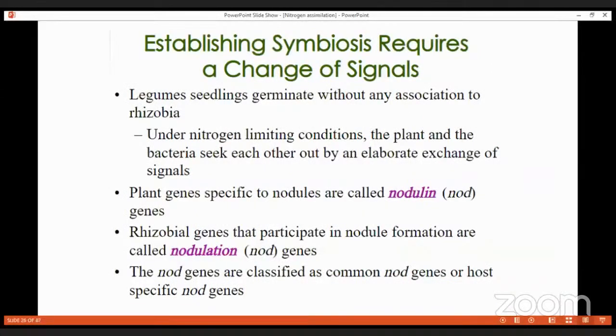How this symbiosis happens requires various exchanges of signals. Legume seedlings germinate without any association to rhizobia, but rhizobia attach after nitrogen limiting conditions appear for the legumes. There the plant and the bacteria seek each other's support and establish the symbiotic relationship. How does the signaling start? The plant genes that are specific to nodules start the signaling, and those are called nodulin genes. Then there are bacterial genes, the rhizobial genes that participate in nodule formation, also called nodulation genes or nod genes. So the nod genes are from the plant side and also from the bacteria side.